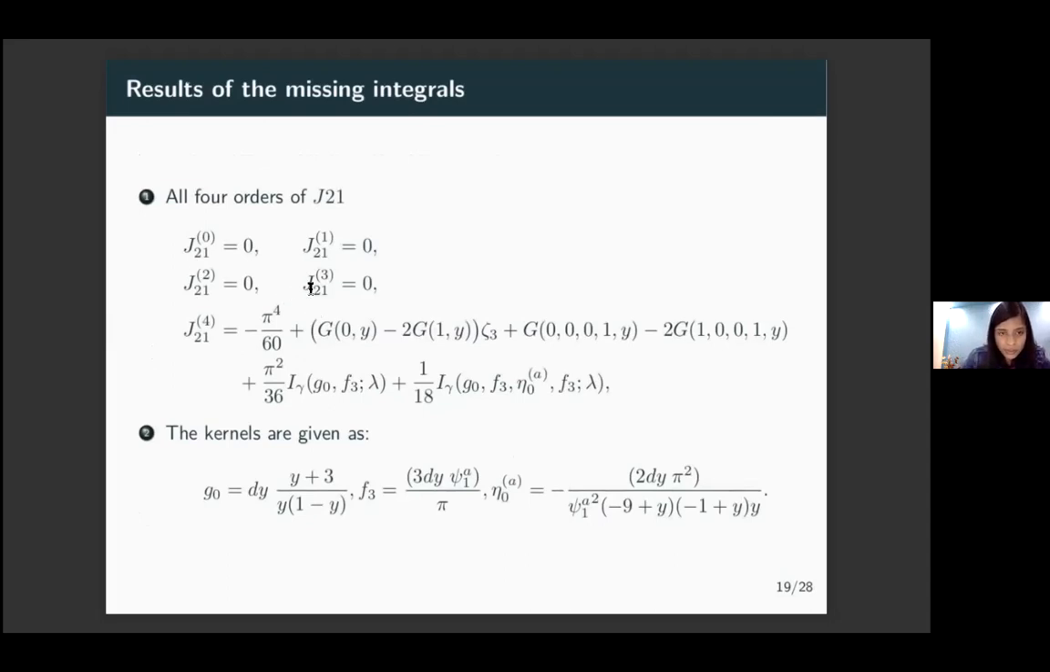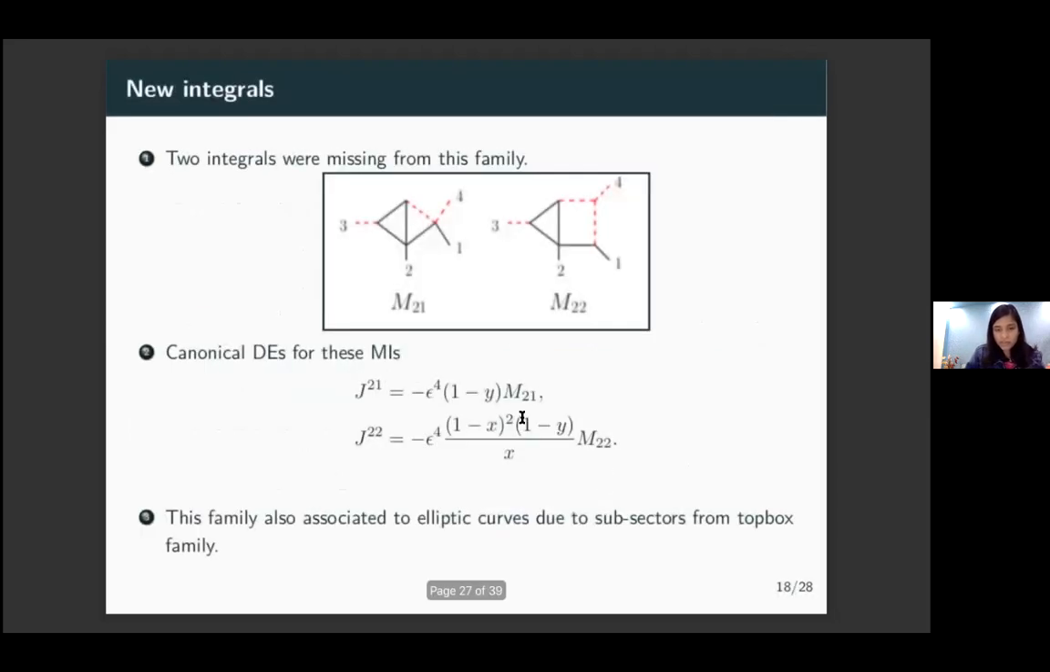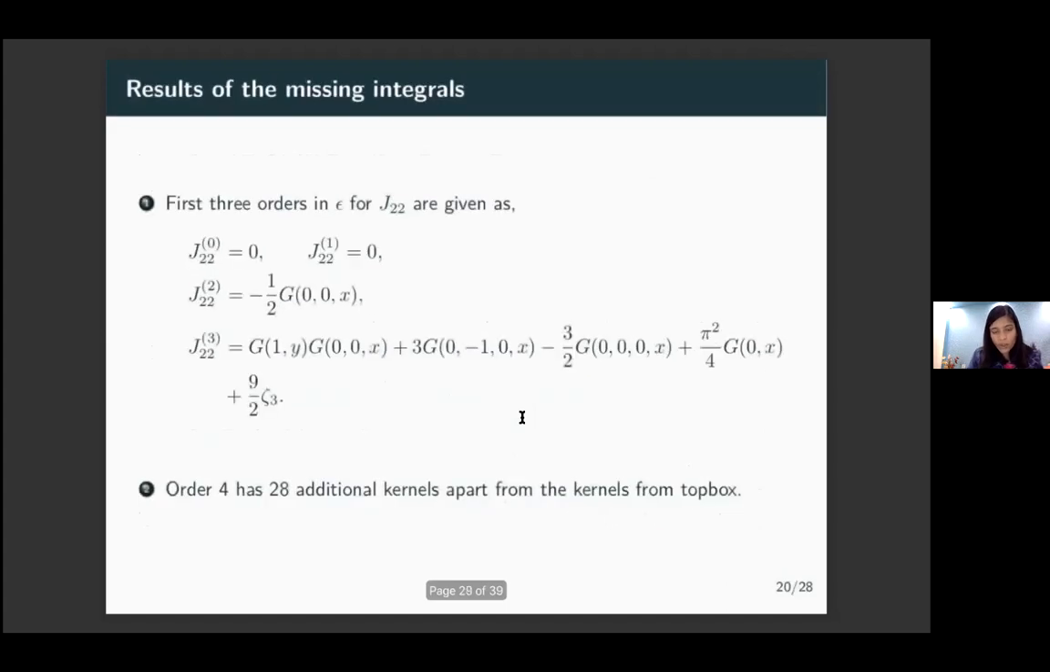Just for example, the first 4 orders were 0, starting from the 0th order in epsilon. At the 4th order, a bunch of them were just G's, the simpler ones, but the rest were these iterated integrals I, having kernels with periods in them. The one-forms have these periods of A. Similarly for J22, where J21 is the transformation from M21, which I work with as I already mentioned, all the ellipticity comes at the 4th order of epsilon.